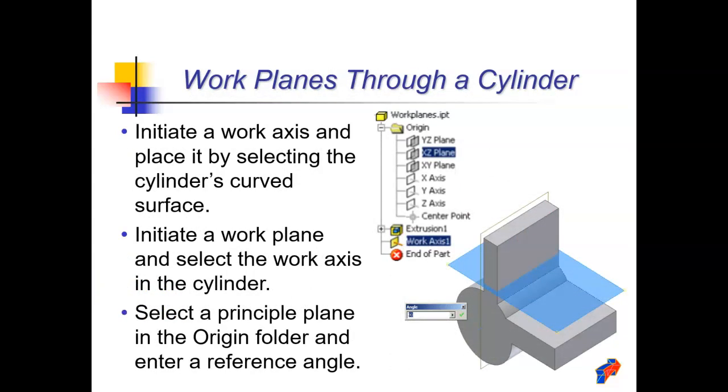In order to do this, you need to initiate a work axis and place it by selecting the cylinder's curved surface. Initiate a work plane and select the work axis in the cylinder. And select a principal plane in the origin folders and enter a reference angle.